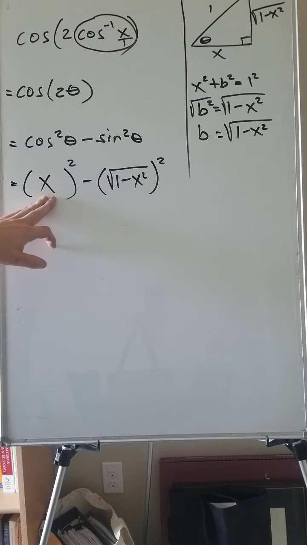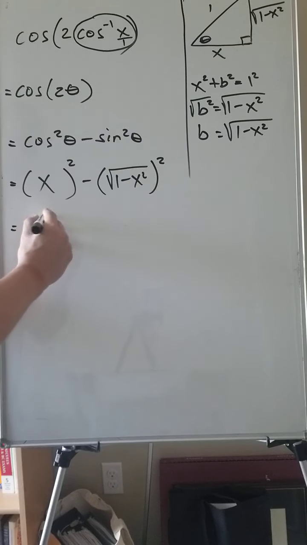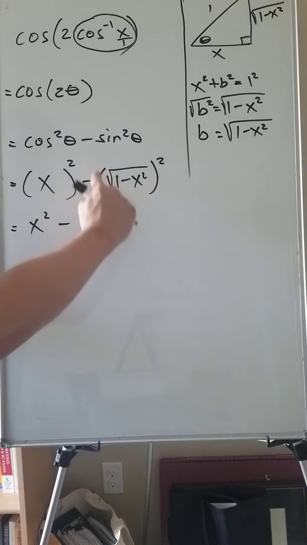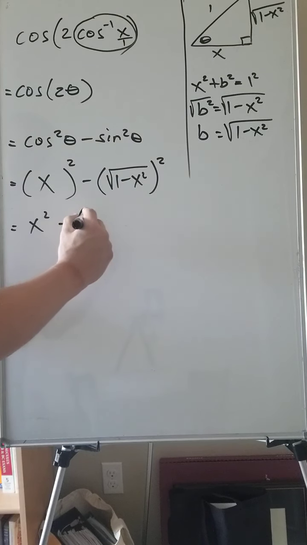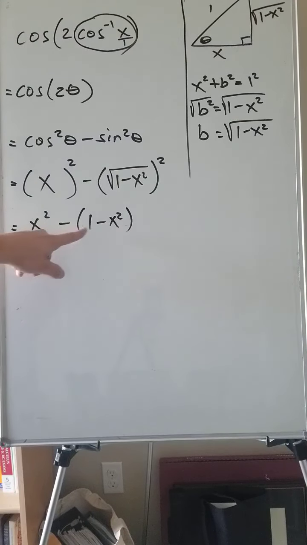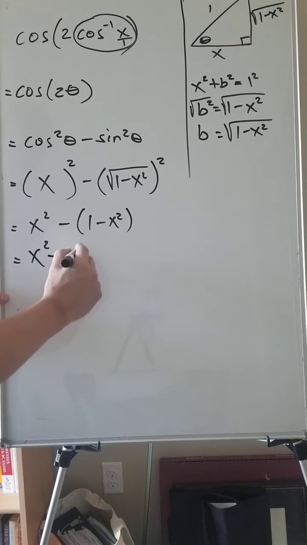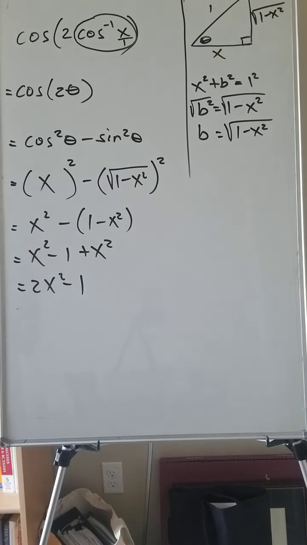So I have cosine theta squared, and I have sine of theta, and then I'm squaring that. And so what I get is x squared minus, now this is going to be some quantity here, so throw it in parentheses so you don't blow a negative. I'm squaring the square root, so I get 1 minus x squared. So I get x squared minus 1 minus negative x squared. So really, I get x squared minus 1 plus x squared. And so that's 2x squared minus 1. So the cosine of 2 theta, or really this expression, is equal to 2x squared minus 1.